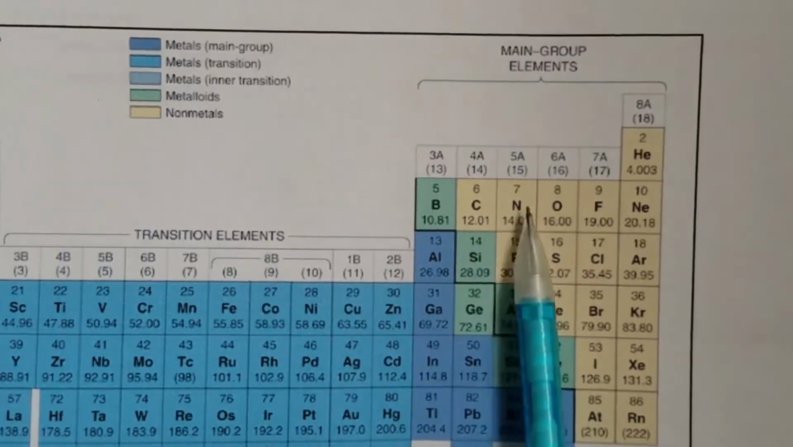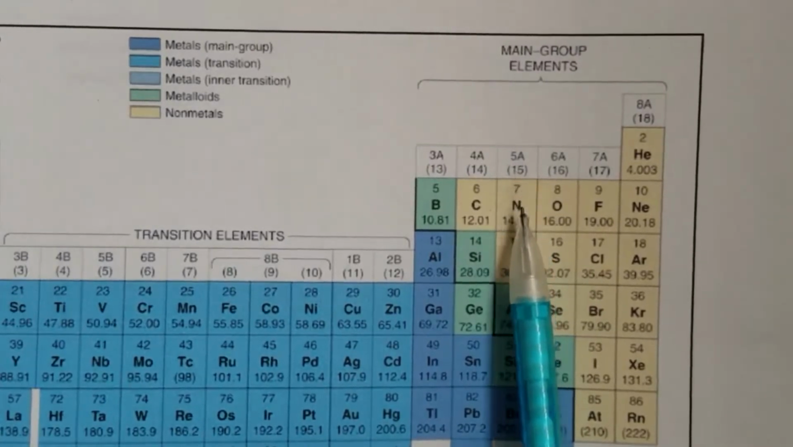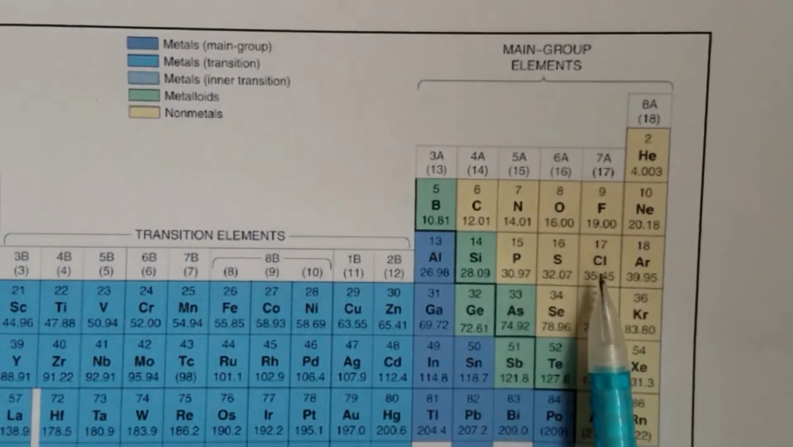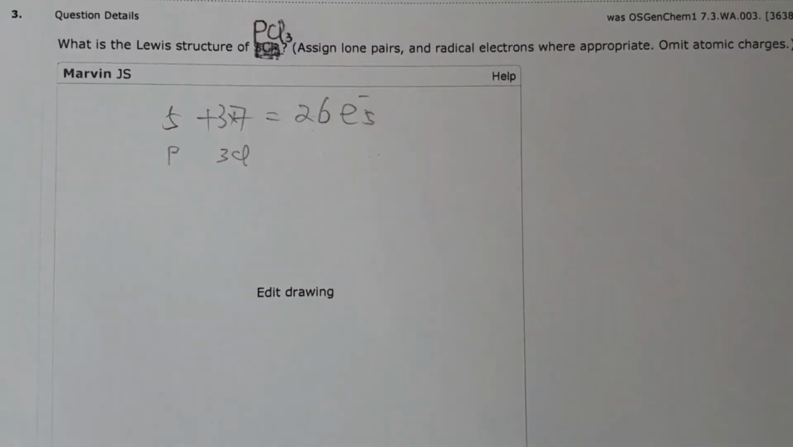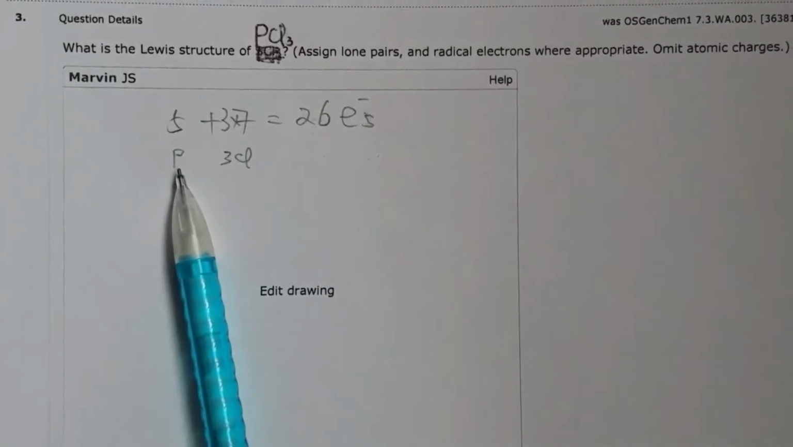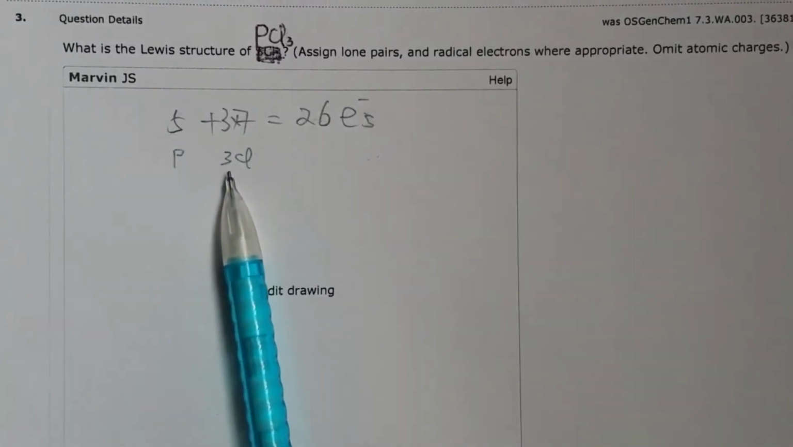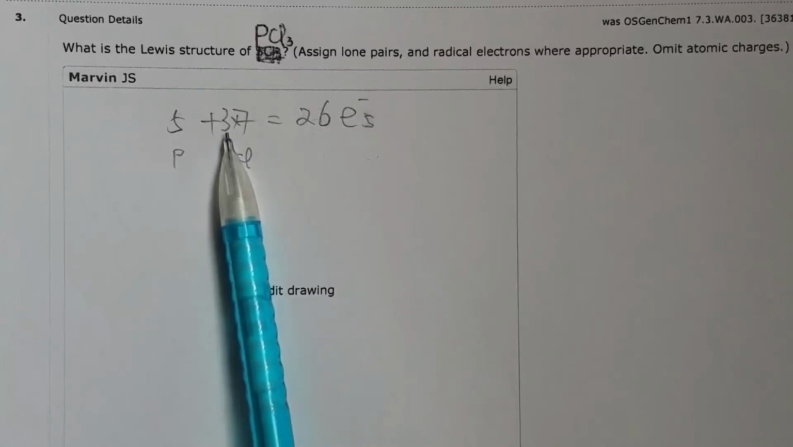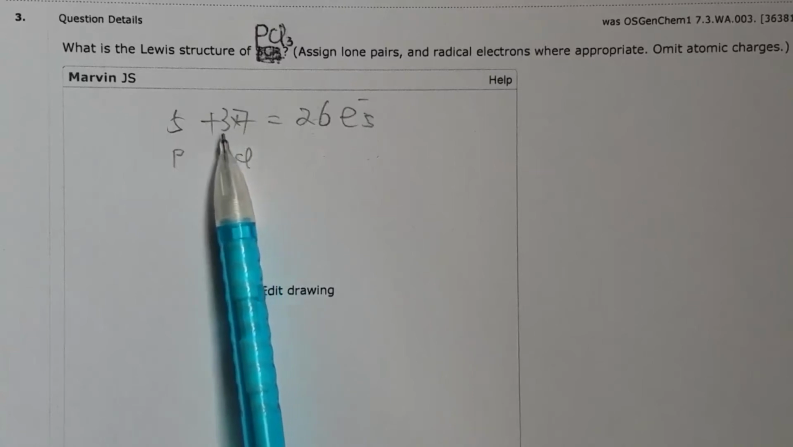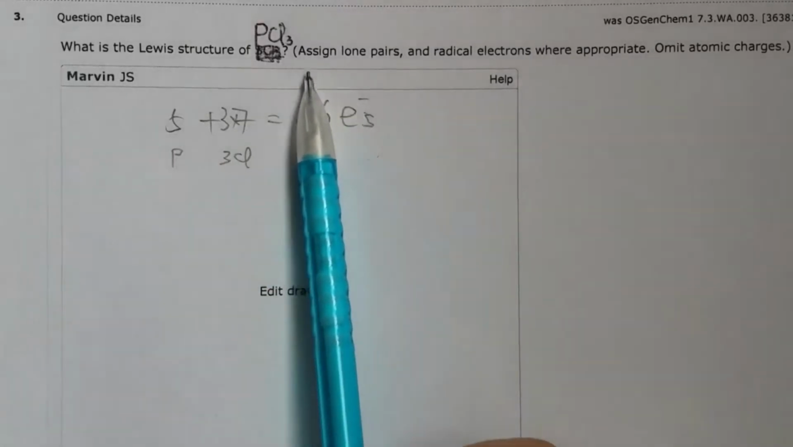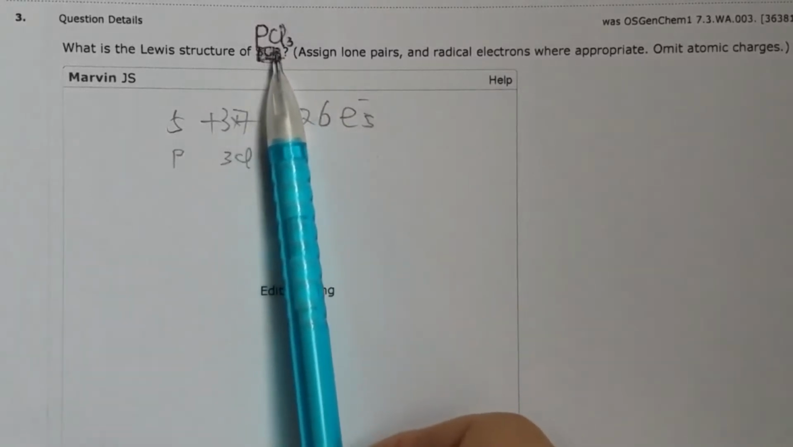Phosphorus has 5 valence electrons, and chlorine should have 7 valence electrons. Therefore, 1 phosphorus is 5 electrons, and then 3 chlorine, each has 7. So that's 3 times 7, that's 21, plus 5, 26 valence electrons in the phosphorus trichloride molecule.